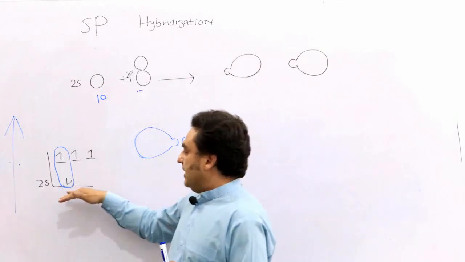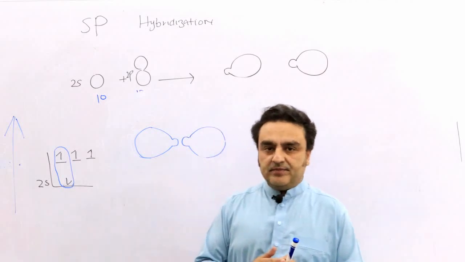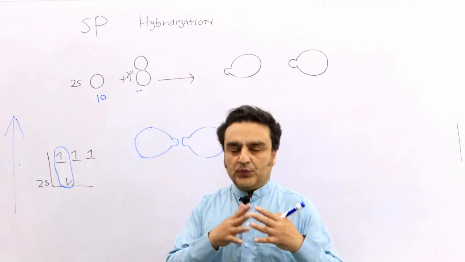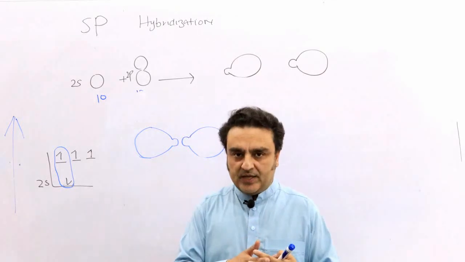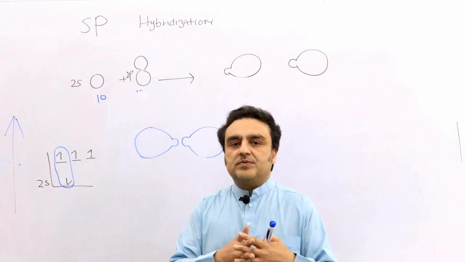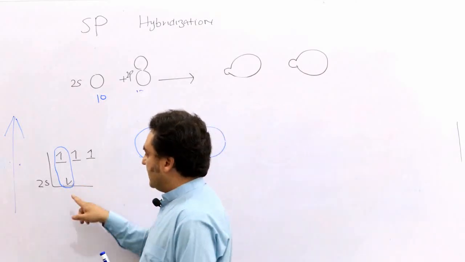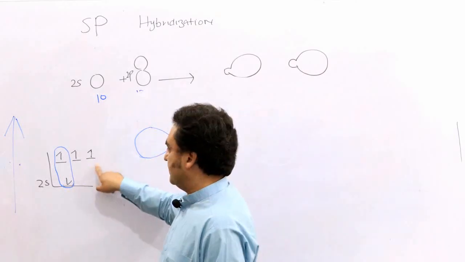Right now we are just talking about a carbon atom. Ultimately you will see which molecules have sp hybridized orbitals or have sp bonds, so we are talking about those. Suppose in a carbon, this is its electronic configuration.